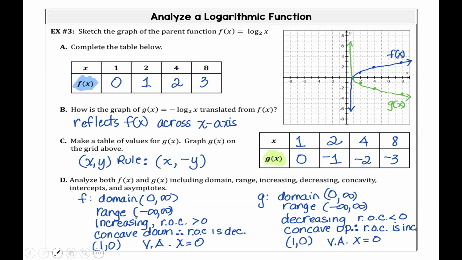And my intercept was at (1, 0), and my vertical asymptote was at x equals 0. Everything's the same except the fact that I'm decreasing. My rate of change is negative. I'm concave up, which means my rate of change is increasing. Okay, so that's your 3. So let's look at 4.